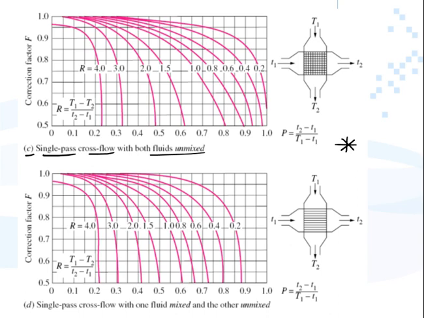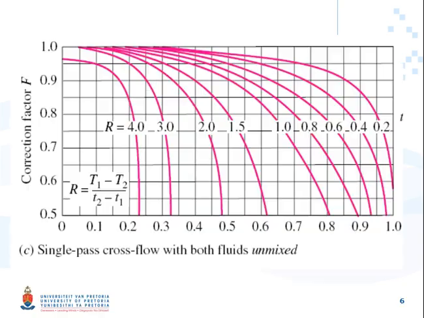So we need to find the correction factor, but now it's how to calculate it. Okay, it's very simple. First we need to find P. Secondly, we need to find R, and after that, by having these two values, we can go back to figure 11.19 section C and find the correction factor. Let's do it.